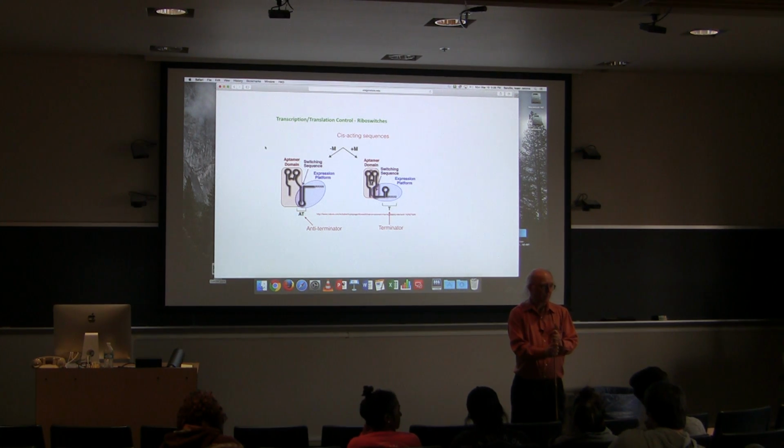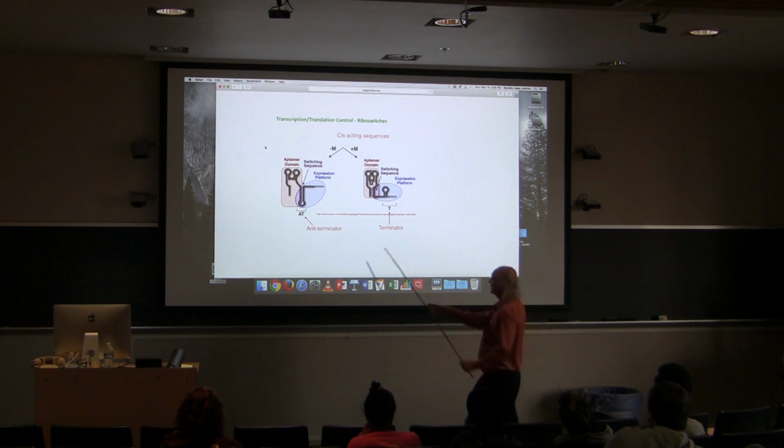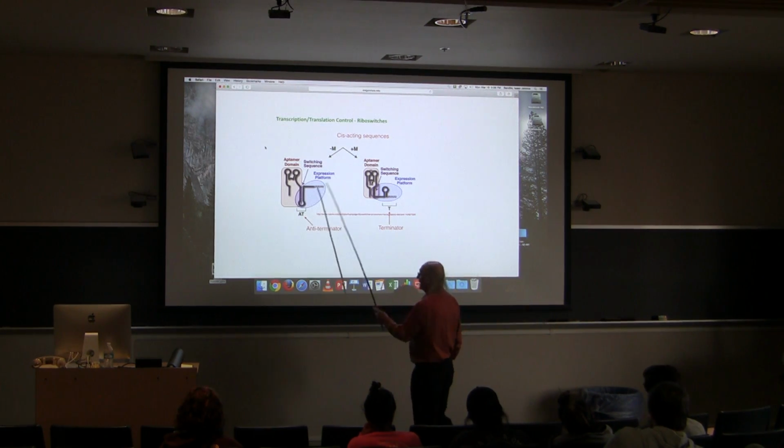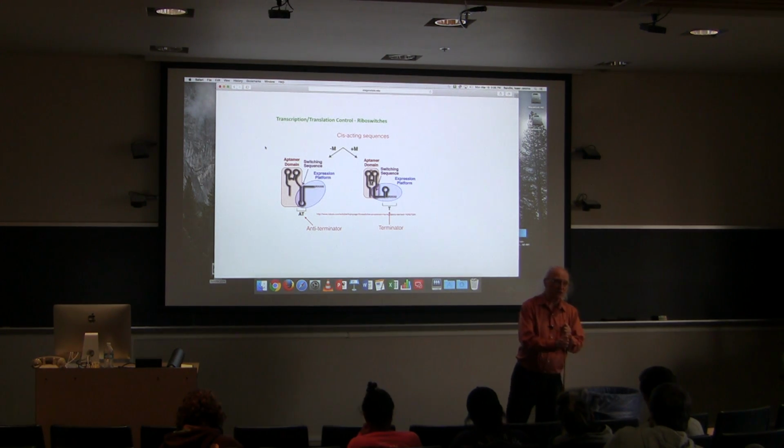Yes? Just to clarify, is that controlling transcription or translation? Okay, so it's not controlling either. It's controlling transcriptional termination, right? Transcription has already started, because that's how you have this RNA here. So it's not controlling transcription initiation in any event. It's controlling transcriptional termination, right?